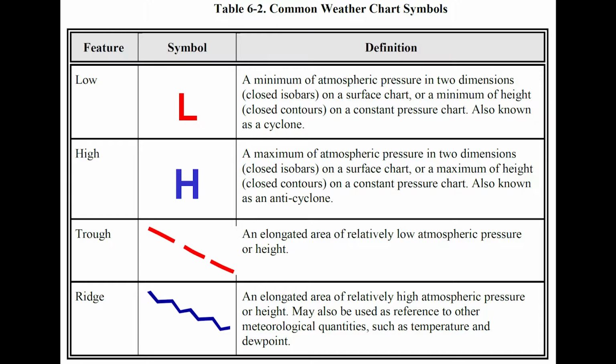Here in figure 6-2, they show how lows and highs are typically depicted. They also show a trough and a ridge. So a trough is essentially a low pressure system that's not just a point, but an elongated area of low pressure, and a ridge is the opposite. It's a high that's essentially been stretched out or elongated. But in talking about air pressure and areas of higher pressure and lower pressure, a trough is an elongated lower pressure, and a ridge is an elongated area of higher pressure.